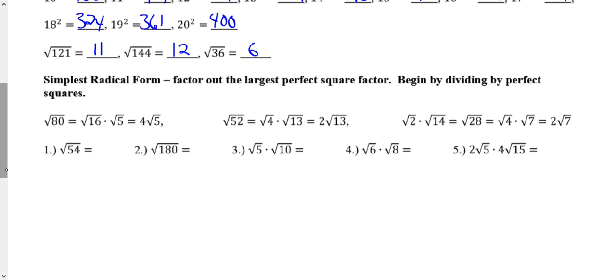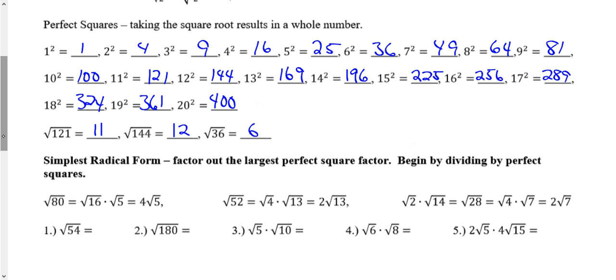So let's look at an example. The square root of 80. What would be the biggest perfect square factor of 80? In other words, which of these perfect squares that we calculated is the biggest number that goes into 80? What you could do is use your calculator and start doing 80 divided by, I would start high and go low, because you want which one? The biggest. Thomas?